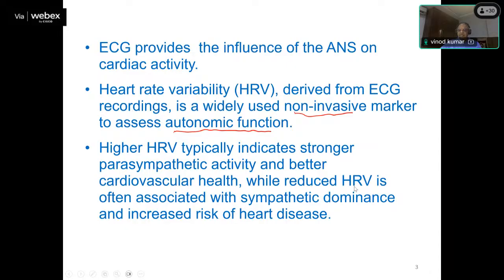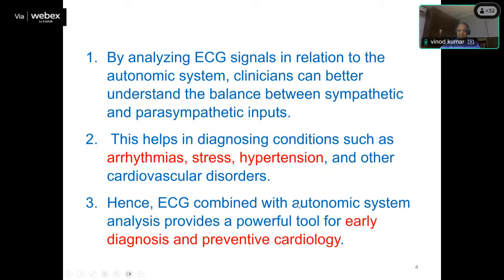While reduced HRV is often associated with sympathetic dominance and increased risk of heart disease. So if HRV is less, that means sympathetic dominance is there. That means my heart is not that strong. There is an increased risk of heart diseases. So this is how directly ECG is related to ANS and then to heart disease.